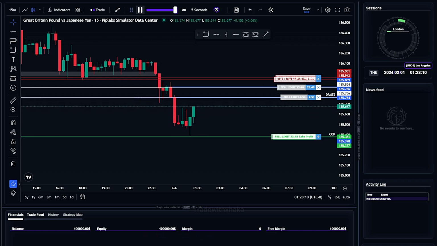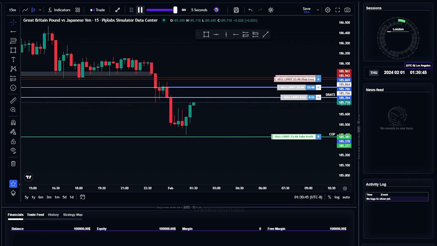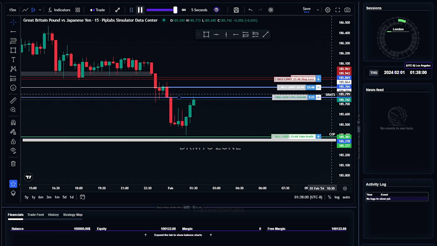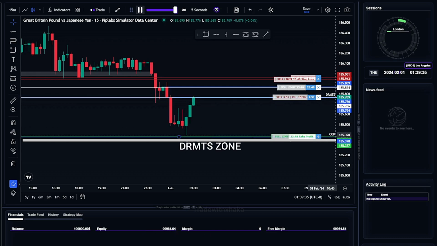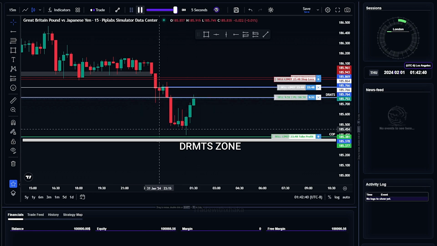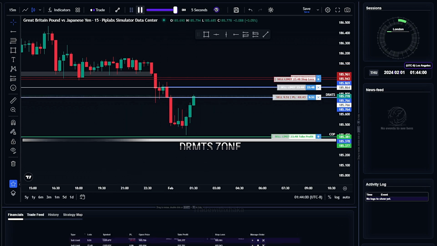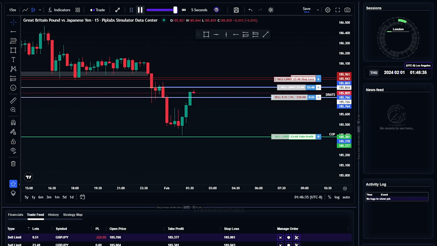If it breaks it, beautiful. Then we'll look for a market structure shift because of the zone we have there, because the daily resistance may turn to support here. This open, close, price open now. So our first entry is on. This is a trade feed. We are running in profit. You can see that. So let's wait for another entry.